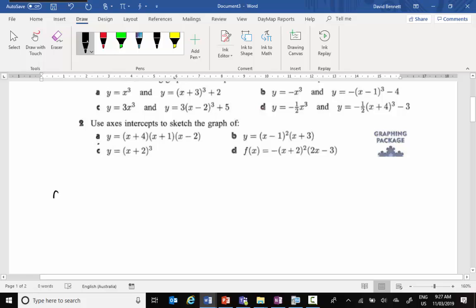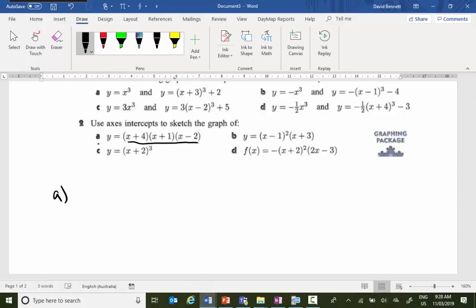So in part A, I've been given y equals (x plus 4)(x plus 1)(x take 2). So the first thing I'm going to do there is draw a sign diagram for that. So for my function f of x or y, I know my x-intercepts for that are going to be -4, -1, and 2. So I'm going to put those on a sign diagram.